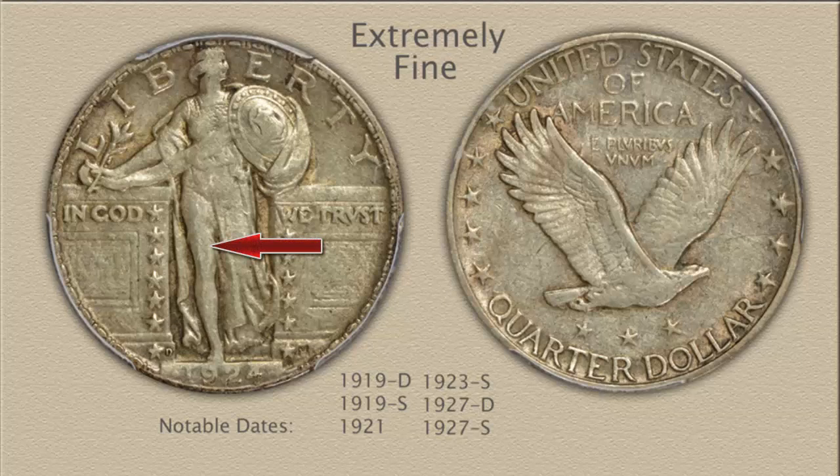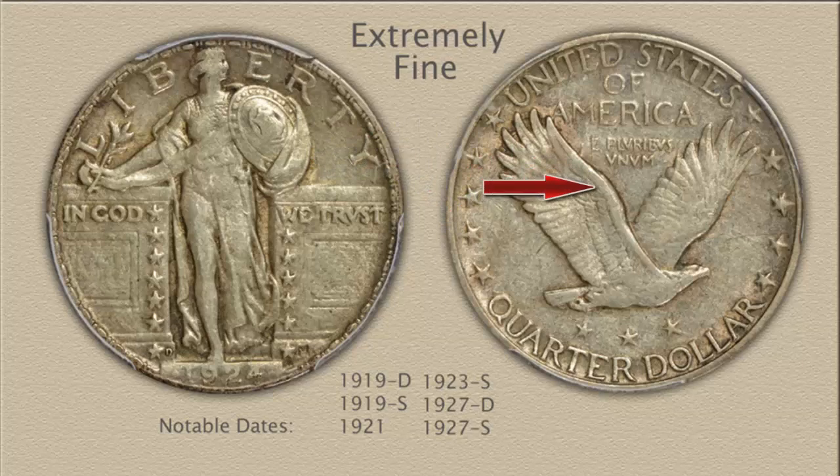Liberty's right leg has a narrow worn area extending just above the knee and down to the foot. Folds in the gown crossing the left thigh show only minor flatness as well as the folds to the side. Fabric covering the bottom of the shield is flattened to a small degree and the major fold lines remain bold. In the extremely fine grade, the coin remains well detailed.